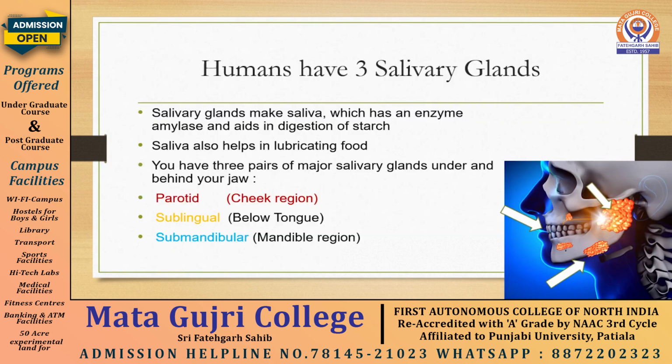sweet. Humans have 3 salivary glands to produce the saliva: parotid, sublingual and submandibular. And all these produce saliva which contains the enzyme salivary amylase or ptyalin which helps in the digestion of starch.